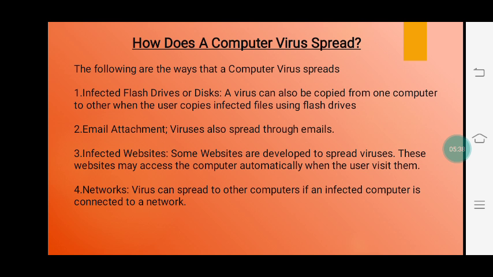Second one is the email attachment. Viruses also spread through email. An email attachment is a file that is sent along with an email. An email may contain an infected file attachment. A virus can spread if the user opens and downloads an infected email attachment. Third one is the infected website.